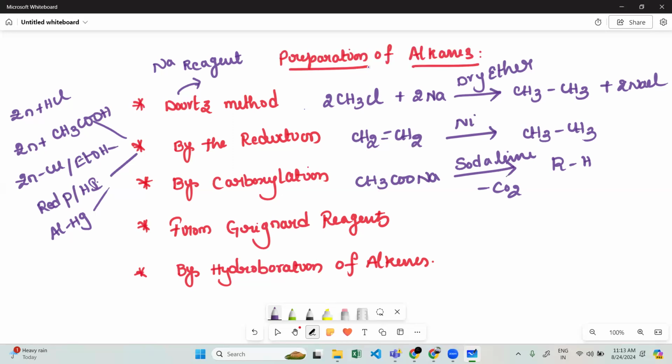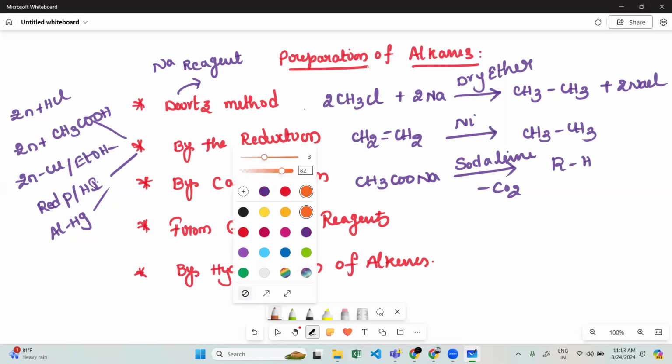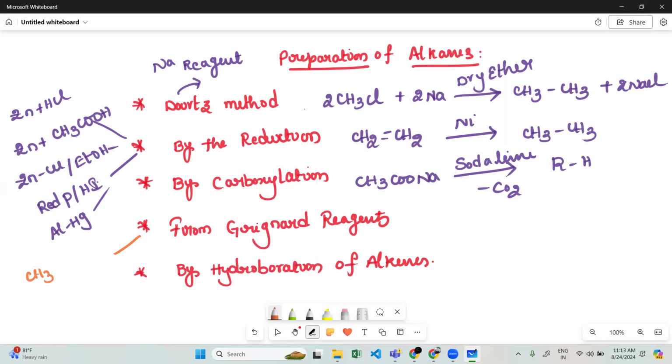Now, from Grignard reagent. How does the reaction go in the presence of a Grignard reagent? I feel like you already know about the Grignard reagent; in case you don't, don't worry, I will explain. A Grignard reagent is CH3MgBr, where magnesium is the metal, Br is the halogen, and CH3 is the alkyl group. When it reacts with water, we get an alkane, and the byproduct is Mg(OH)Br.